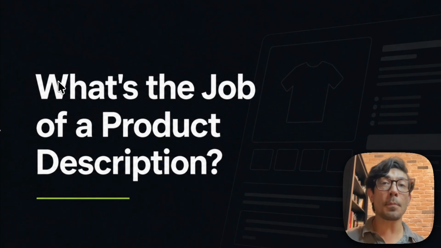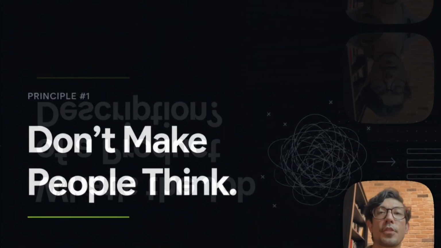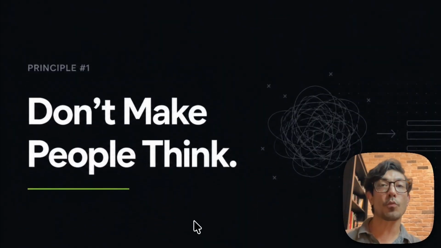But if you're selling a supplement, for example, you're going to need to have product copy to show the user what they're actually getting and what they can expect with the product. There are two principles to keep in mind when writing product copy. And the first principle is don't make people think.